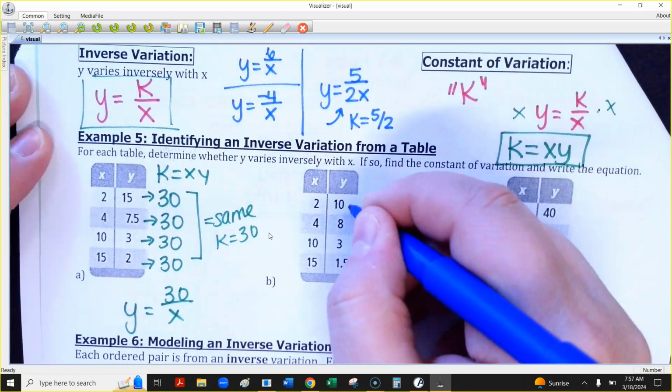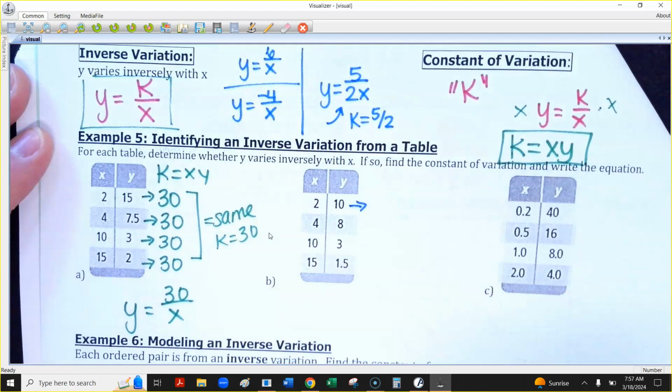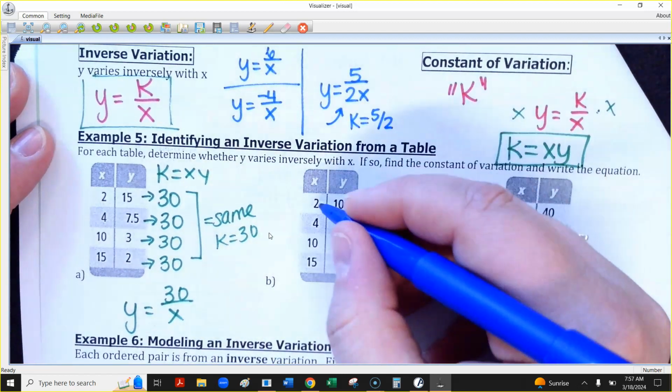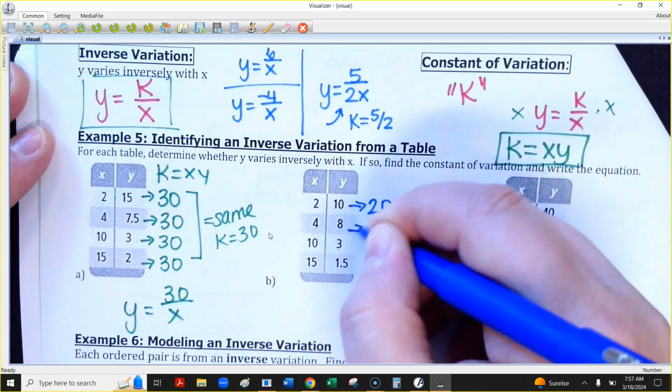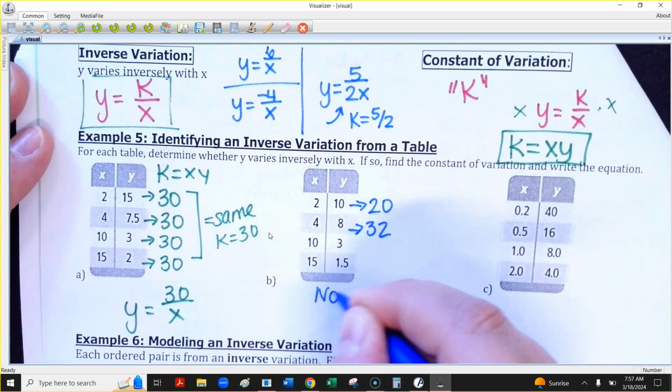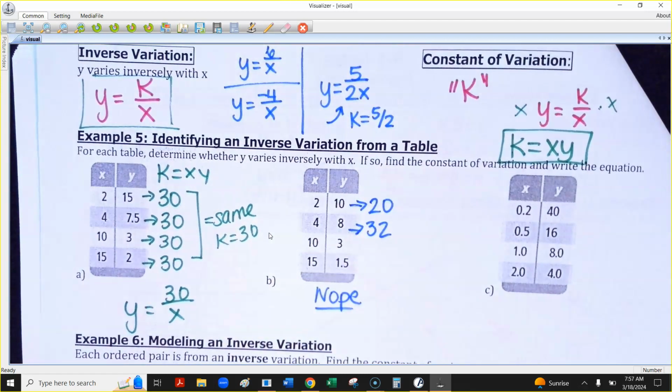If I do this one, I'm multiplying to check if it's an inverse variation. So this would be 20, this would be 32. I'm just going to stop right there. That's not an inverse variation because those two numbers are different. If any of them are different, then it's not.